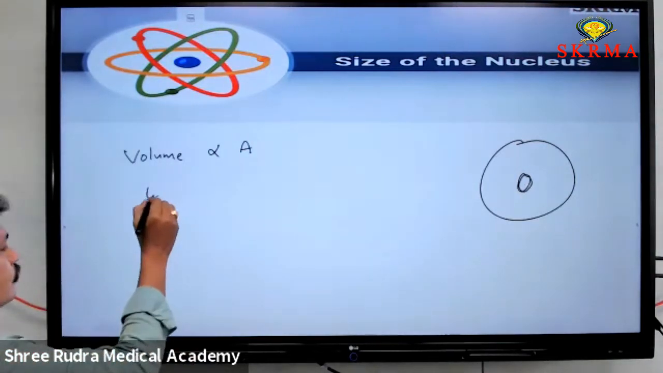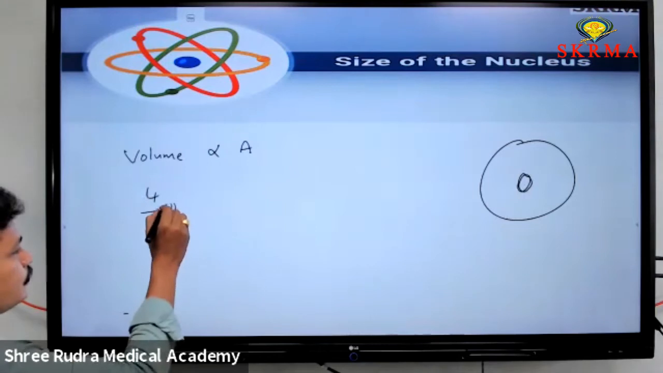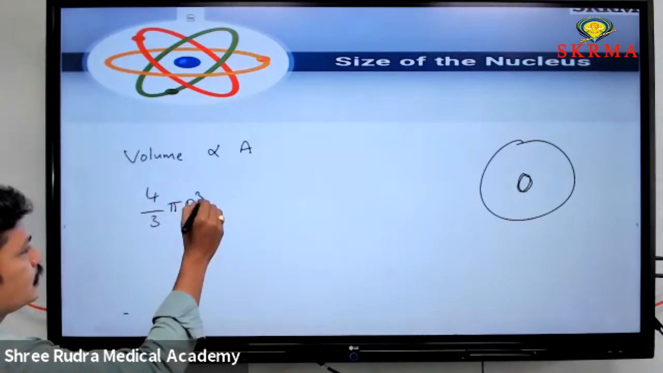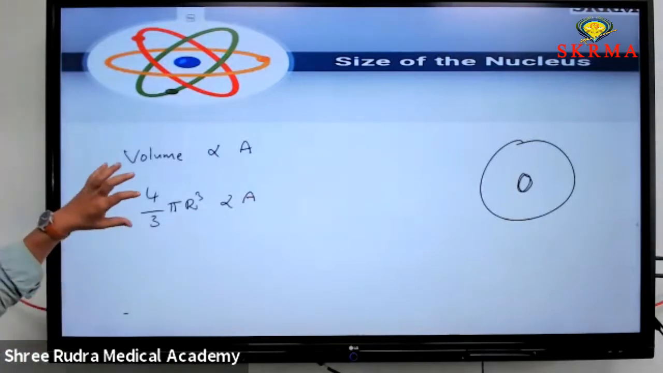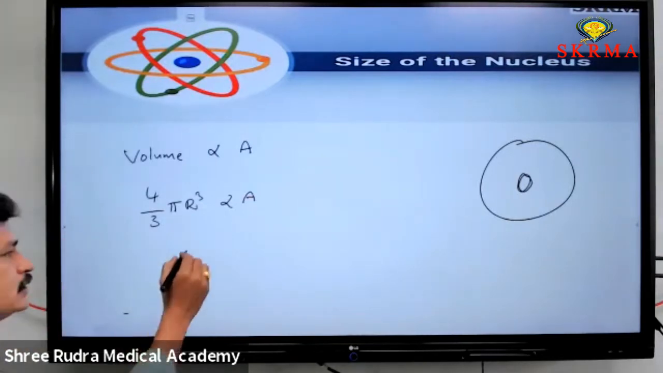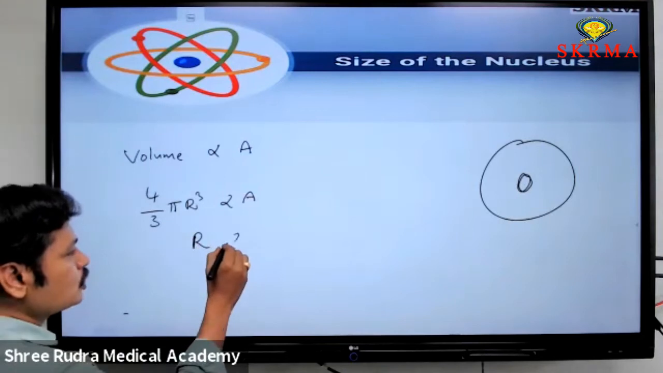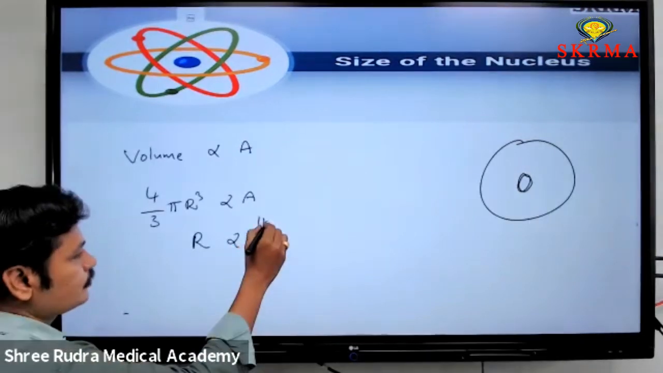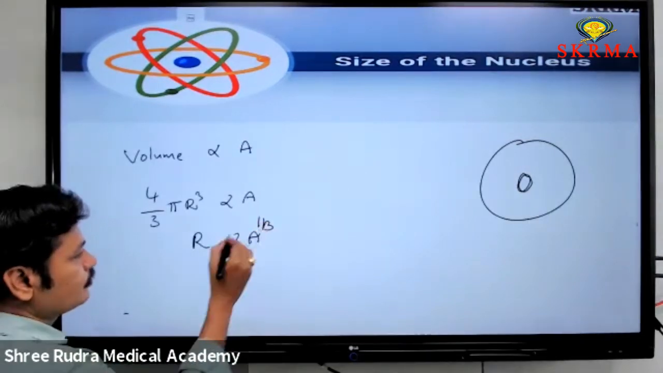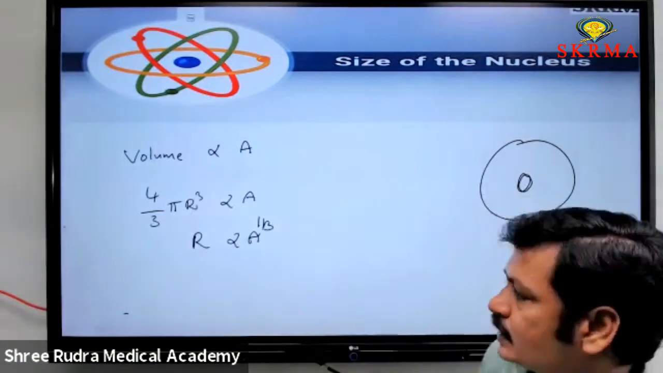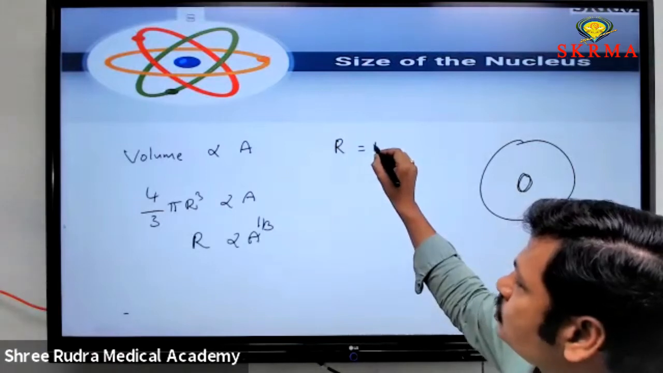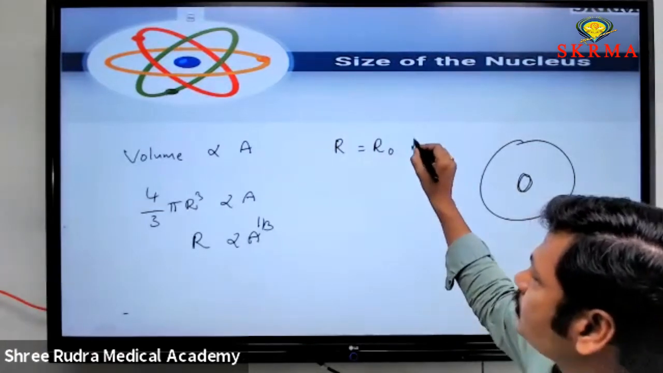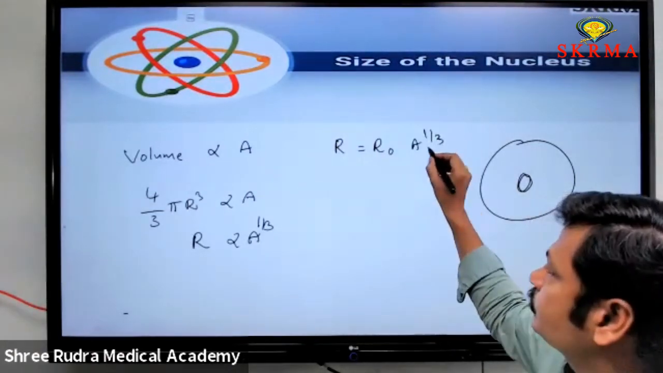The volume is 4/3 pi r cube, that is proportional to A. 4/3 pi is already constant. That's why R is proportional to A power 1 by 3. To avoid the proportional symbol, we have to introduce a constant, R naught. This equation can be written as R equals R naught into A power 1 by 3.